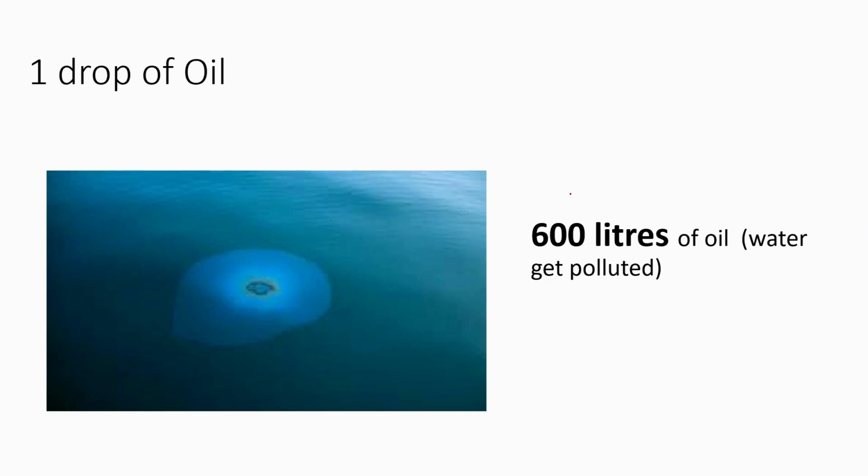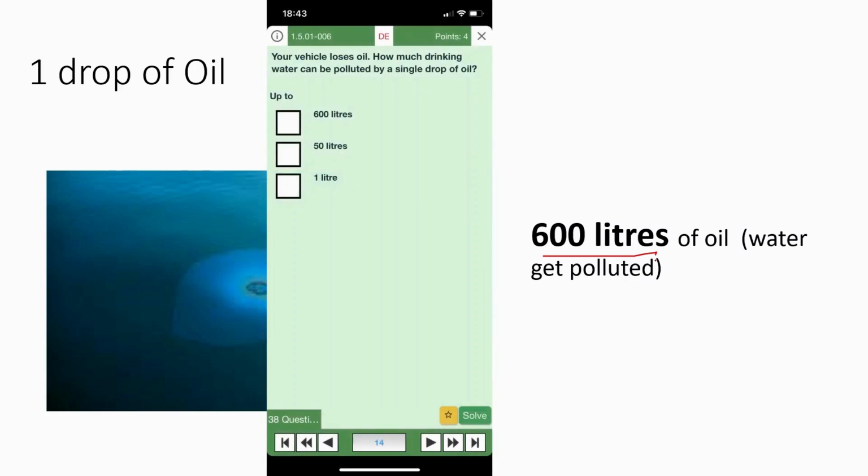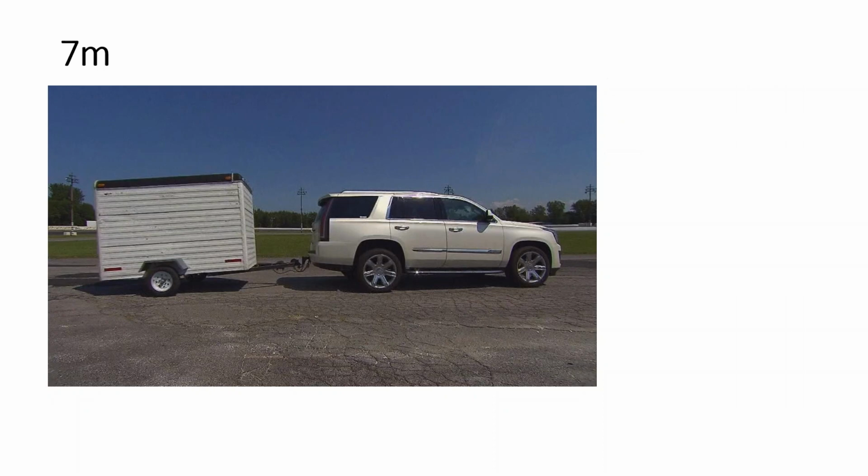Okay, you might get this question like, how much of water will get polluted with just one drop of oil? So the answer is 600 liter. Okay, so this is the question. Your vehicle loses oil. How much drinking water can be polluted by a single drop of oil? Answer is 600 liter. Okay, now let's look at this scenario.